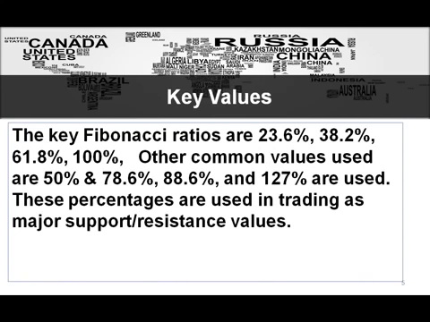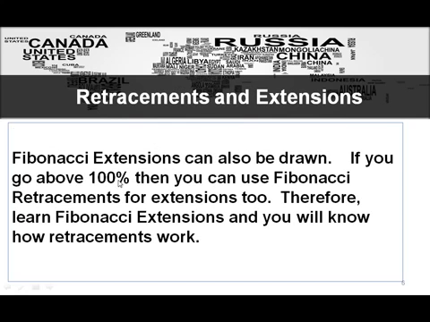Now, the key Fibonacci ratios are right here: 23.6, 38.2, 61.8, 100%. Everyone understand that? Other key values are 50%, 78.6, 88.6, and 127. Now, these are percentages. Sometimes you may see them in decimal form. In decimal form, this may look like 1.27, this may look like 0.886, this may look like 0.786, and so forth.